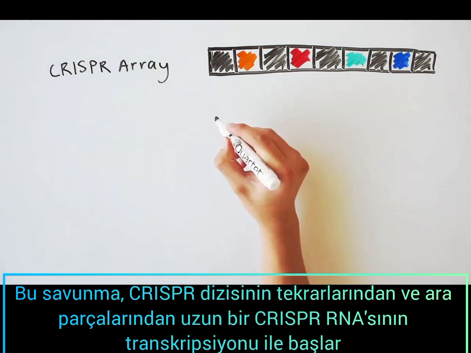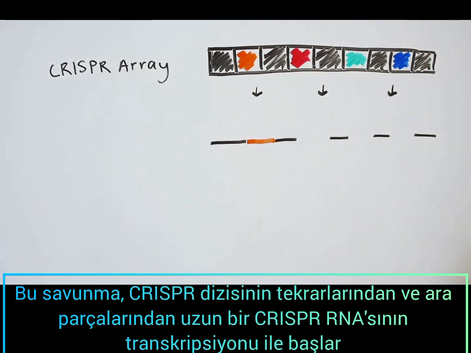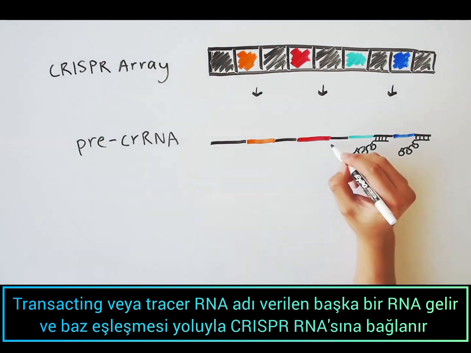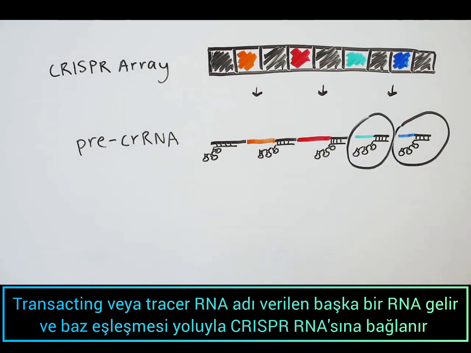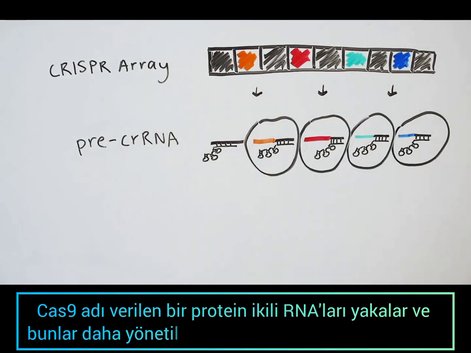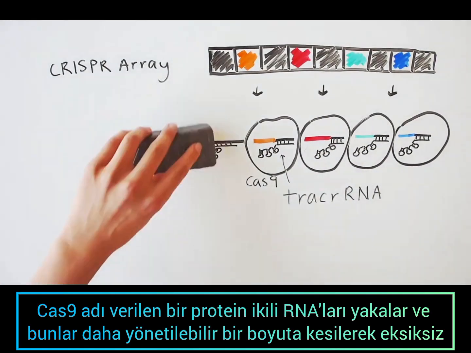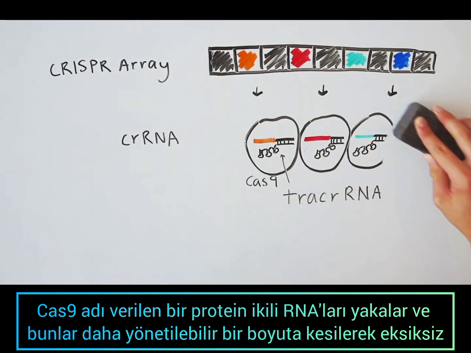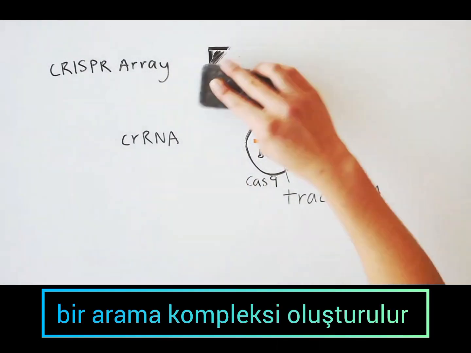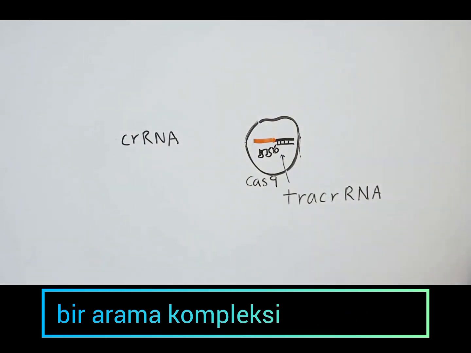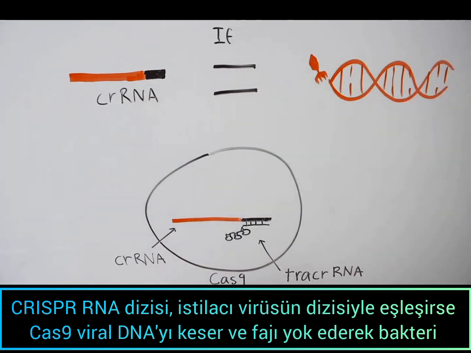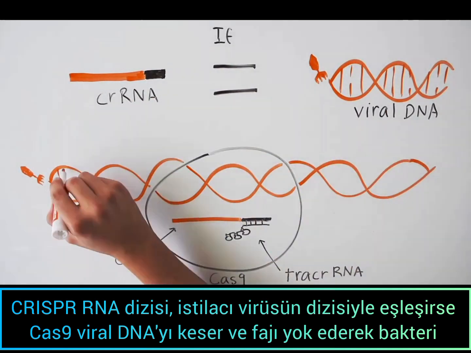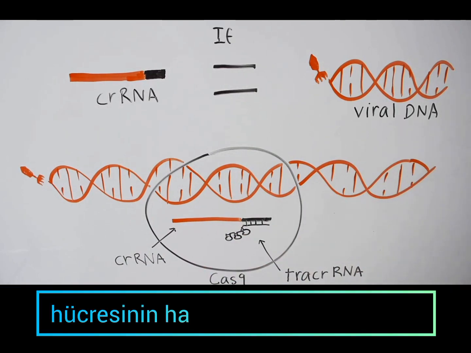This defense starts with transcribing a long CRISPR RNA from the repeats and spacers of the CRISPR array. Another RNA, called a transacting or tracer RNA, comes along and links up with the CRISPR RNA through base pairing. A protein, known as Cas9, grabs onto the dual RNAs, and they're trimmed to a more manageable size to form a complete search complex. If the sequence of the CRISPR RNA matches the sequence of the invading virus, Cas9 cuts the viral DNA and destroys the phage, allowing the bacterial cell to survive.